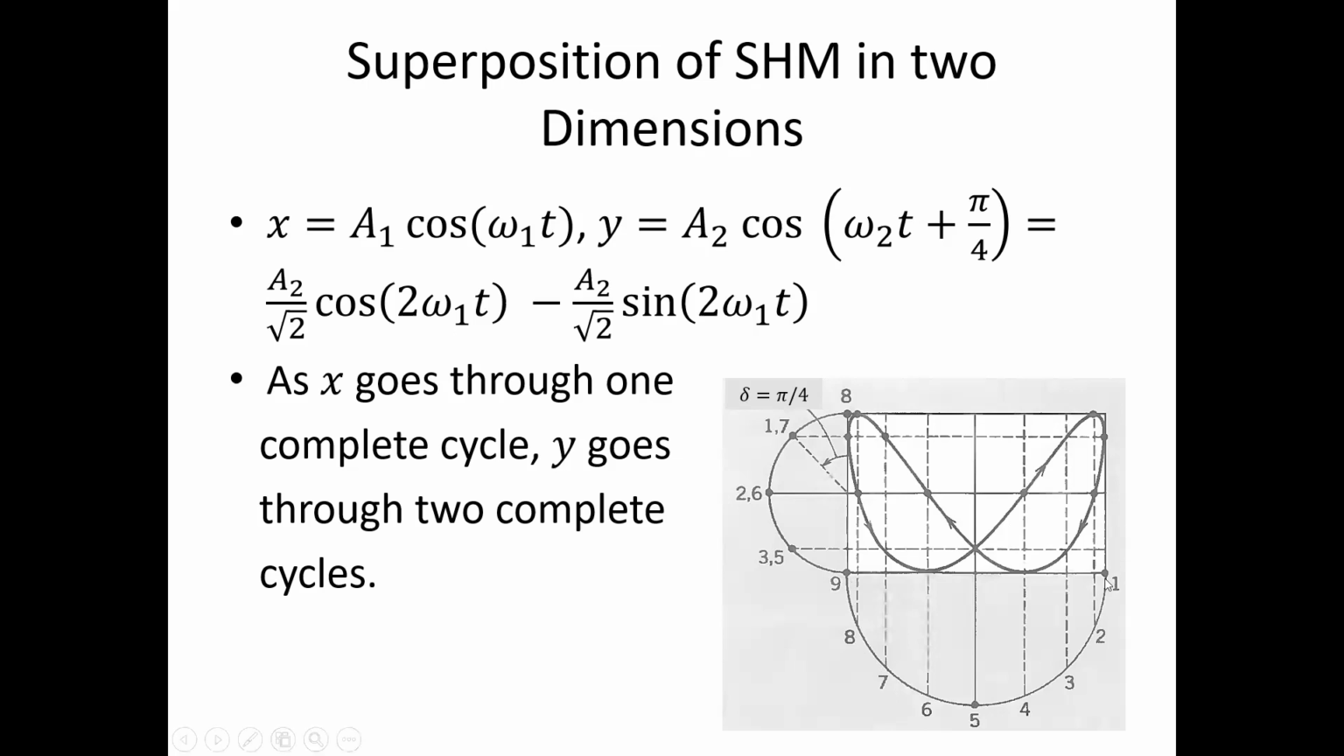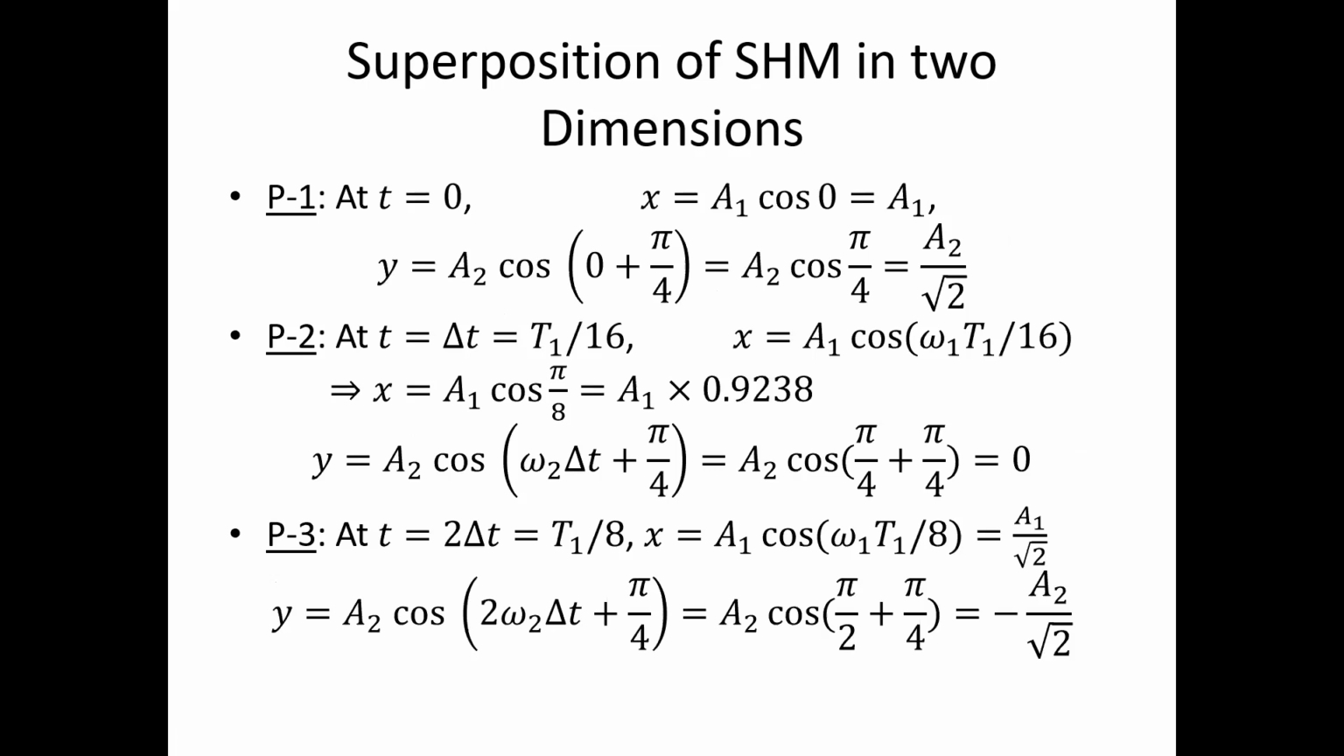So at 1, at time t equal to 0, we have x equal to a1 and y equal to a2 over root 2. That's all. So we have the maximum position along the x direction, and we have a2 by root 2 along the y direction, the displacement. So we have this position. At t equal to 0, we have this point.